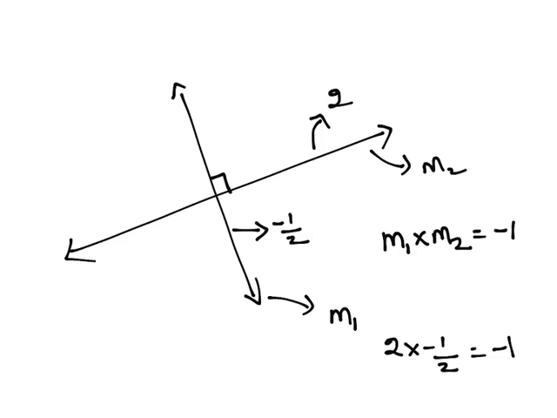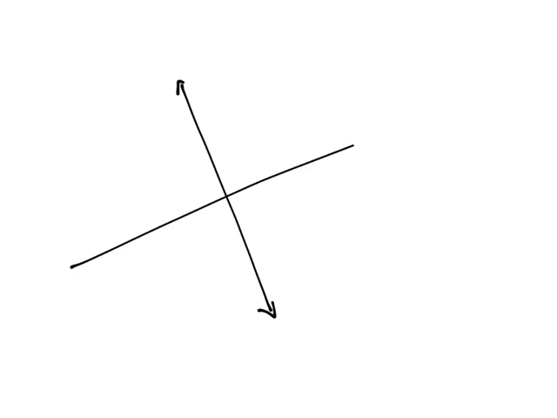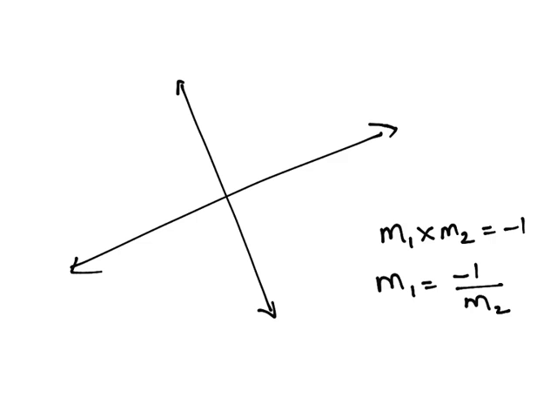In case the slope of this line is, let's say, 2/3, then definitely the slope of this line will be -3/2, so that when you multiply the slopes 2/3 and -3/2, you will get -1. It's very important, so let me repeat it again. If two lines are perpendicular, this is one line, this is the other line, the perpendicular line, then m1 multiplied with m2 equals -1, which means m1 equals -1 by m2, or I can write m2 equals -1 by m1.